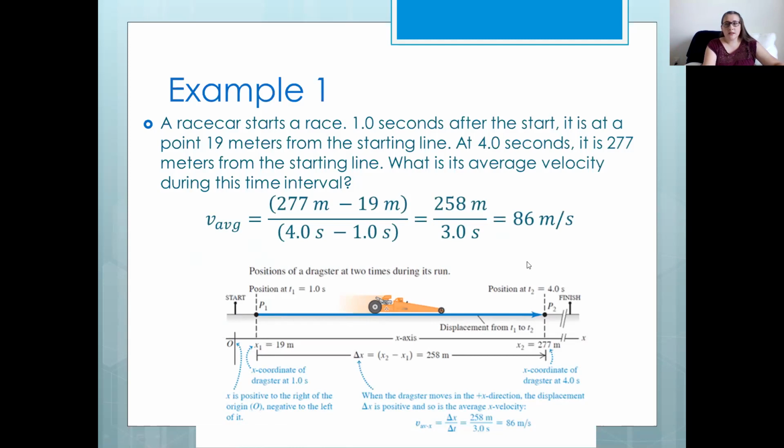So average velocity is our change in position, our displacement, divided by change in time. So 277 minus 19 over 4 seconds minus 1 second. And that gives us an answer of 86 meters per second, which is what I'm seeing in the chat. So great job, guys.